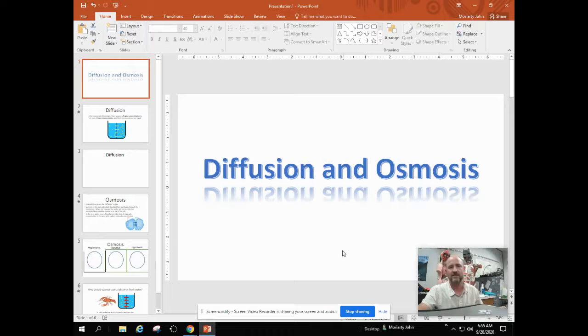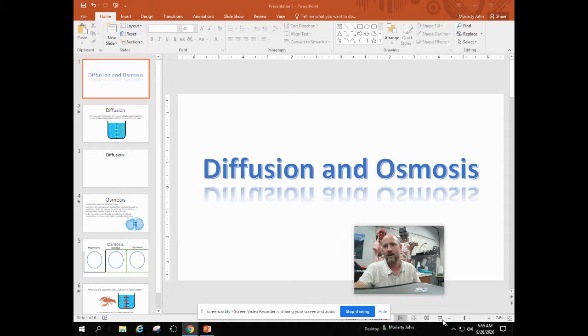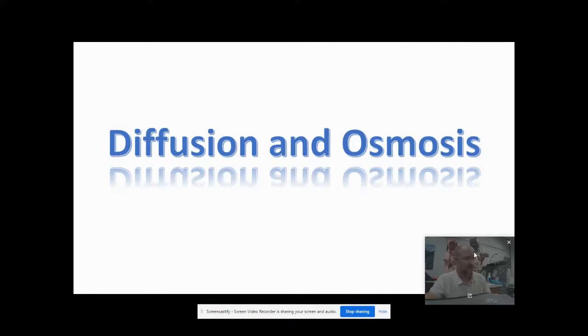I know I had you write these down already, but we're going to write these notes down one more time just to make sure. Diffusion and osmosis are such important processes that occur in life, in your body, pretty much in everything. It kind of helps life run. It's one of those universal things that's super important, so I want to make sure you all have a good grasp on this concept.